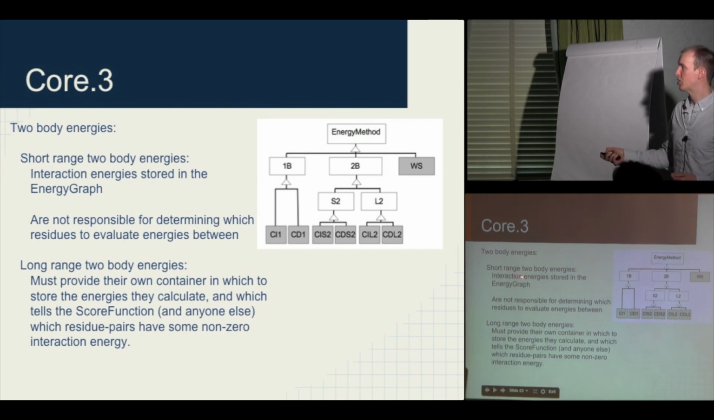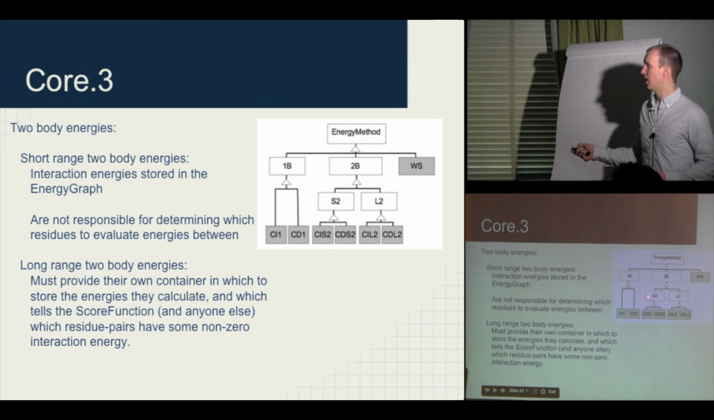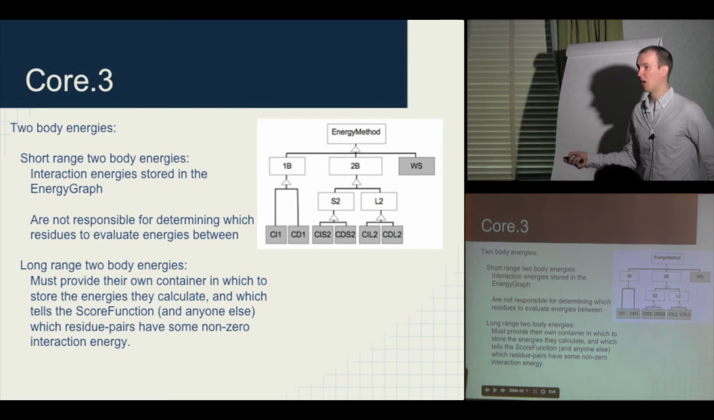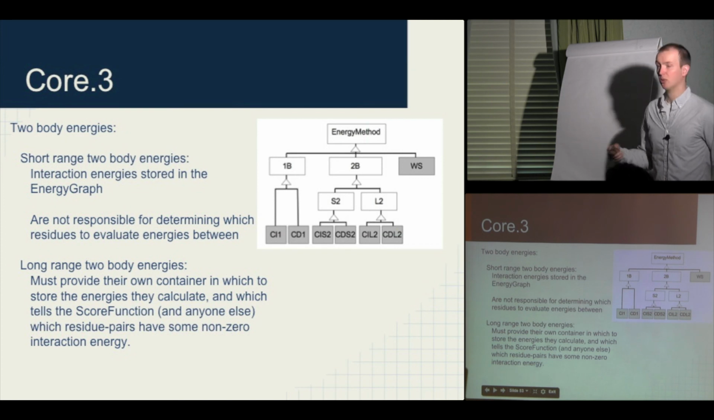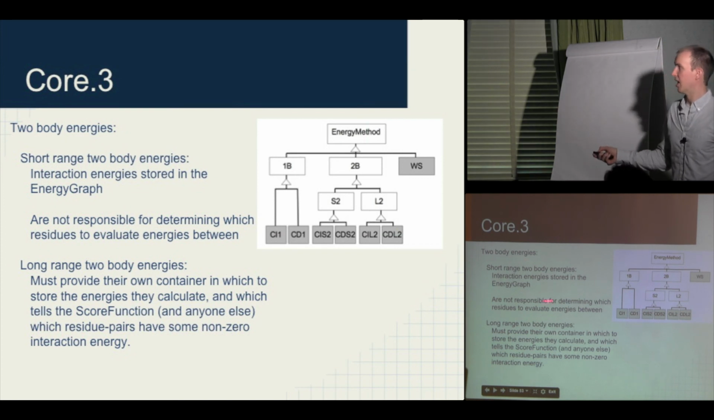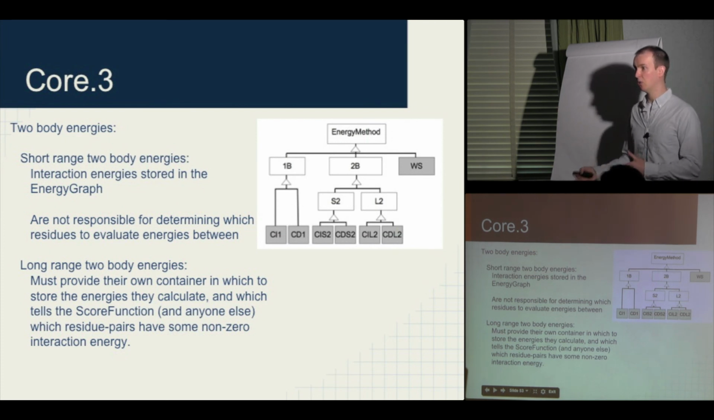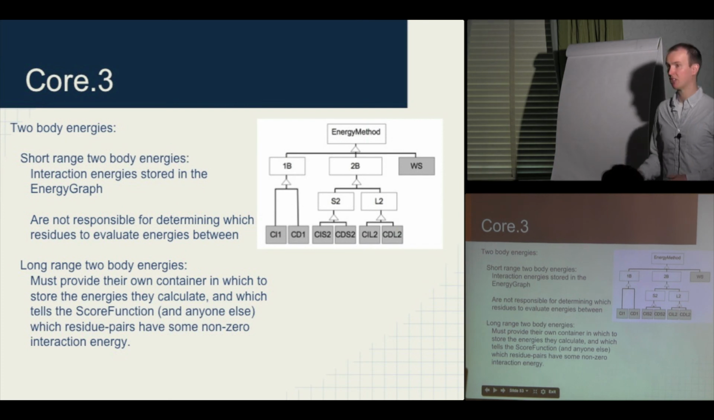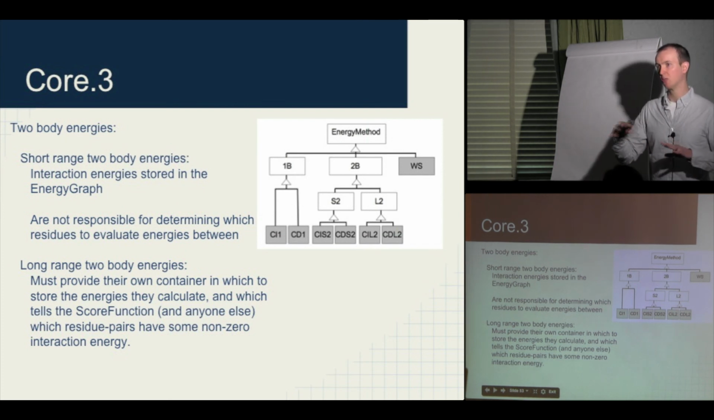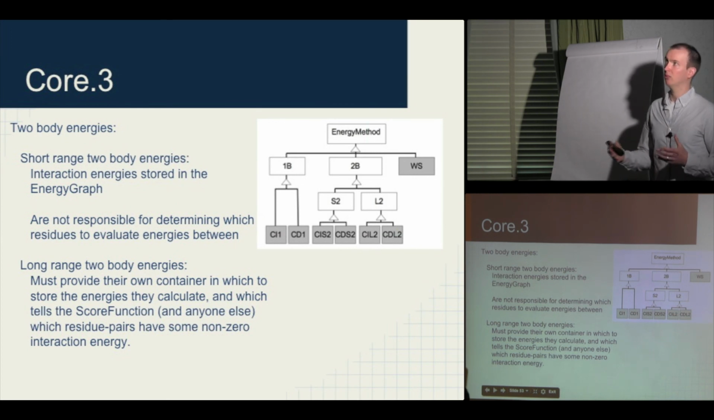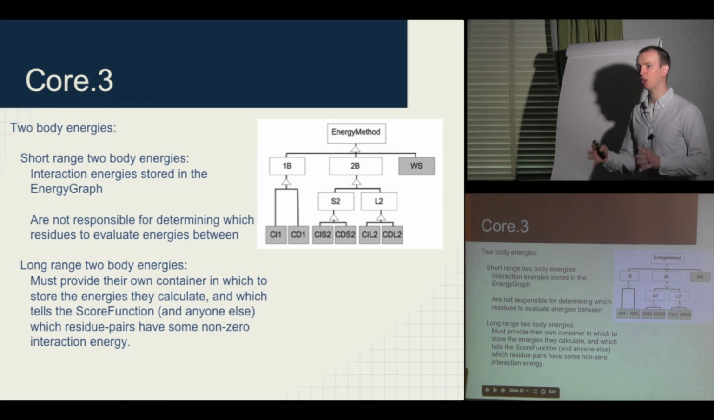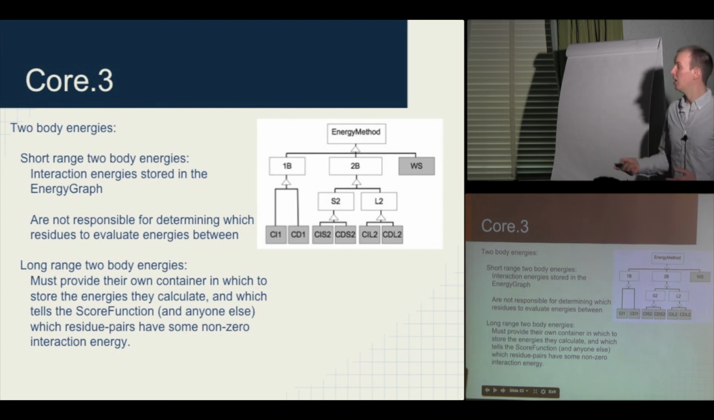Right, so short-range two-body energies store their interaction energies in the energy graph, and they're not responsible for which residue pairs to evaluate. Instead, that's left to the energy function consumer, like the score function, which will figure out who needs to score. It's also left to the packer, which figures out which residue pairs it needs to score. Anyone who wants to divide or partition the energy function into small units would be responsible for figuring out which pairs of residues to evaluate a short-range two-body energy between.